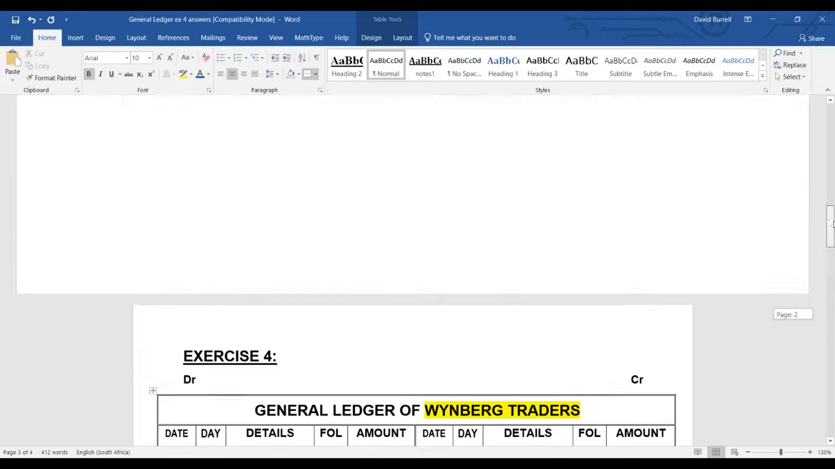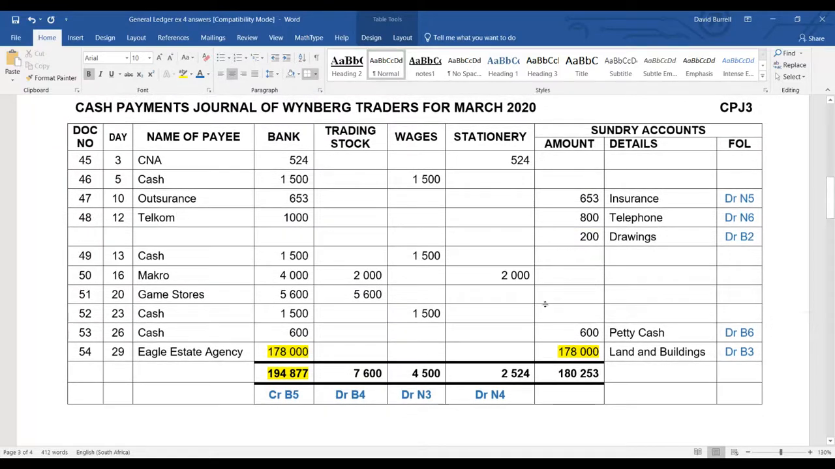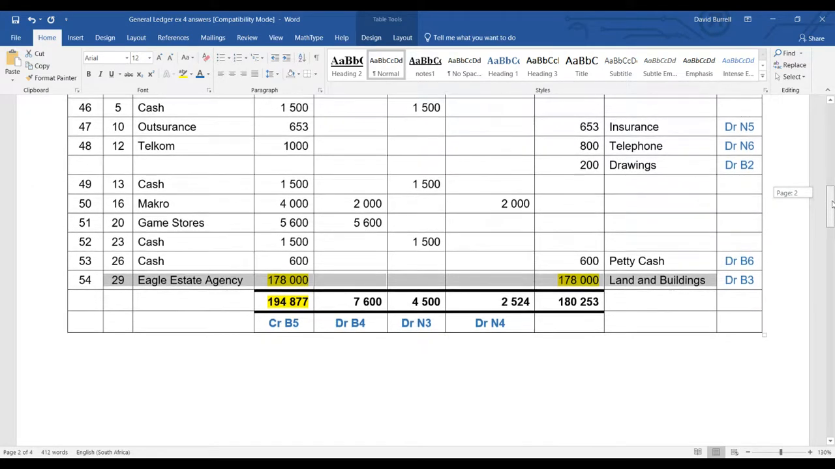And we have one more left in our cash payments journal. It's this 178,000 for land and buildings. It's on the 29th. You can see over there, second column from the left. Let's go to the debit side of account B3, 178,000 Rand.